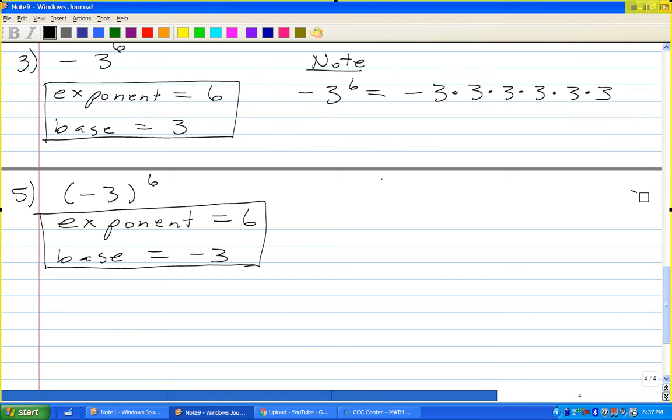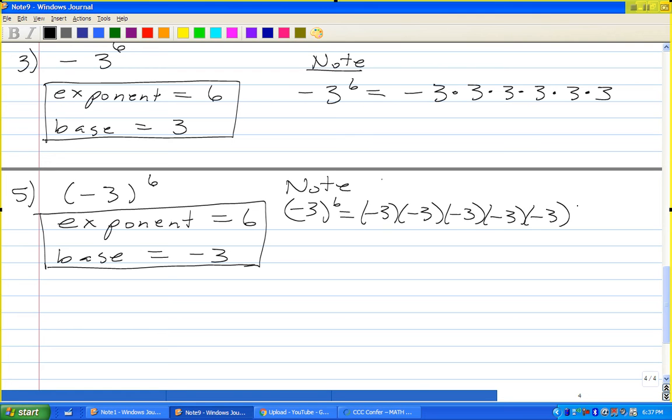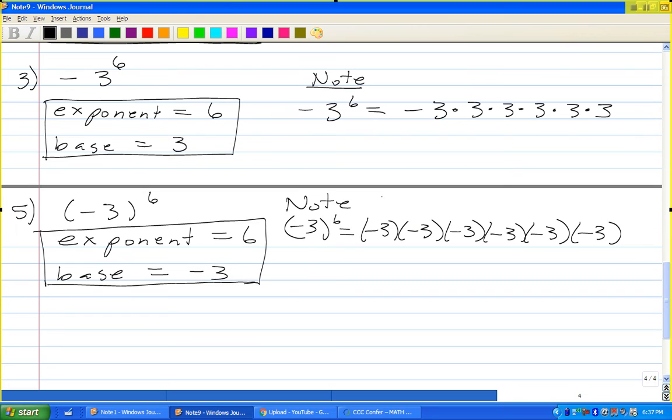Actually, so note, -3 to the 6. 1, 2, 3, 4. 2, 4, 6. Okay, so notice the difference between the two is that in problem 3, the base was 3, but in problem 5, the base is -3.